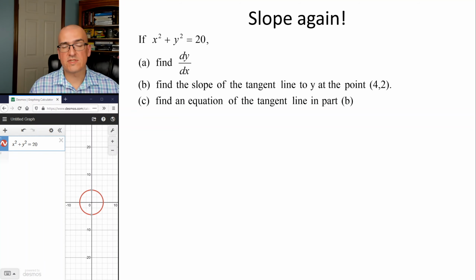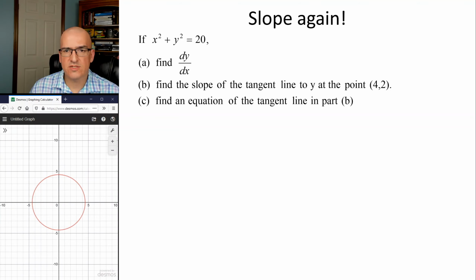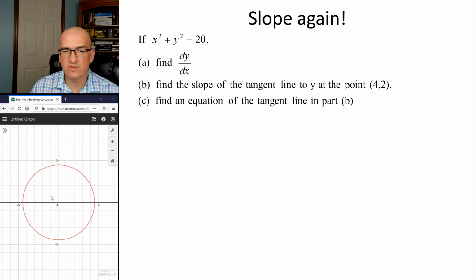Hi everyone, this is a continuation of the lesson on implicit differentiation. We're going to look at applications of implicit differentiation for slopes and equations of tangent lines. So in this example, and I've pre-put in what the function is, x squared plus y squared is equal to 20. It is a circle of radius square root 20, since an equation of a circle is x squared plus y squared is equal to r squared.